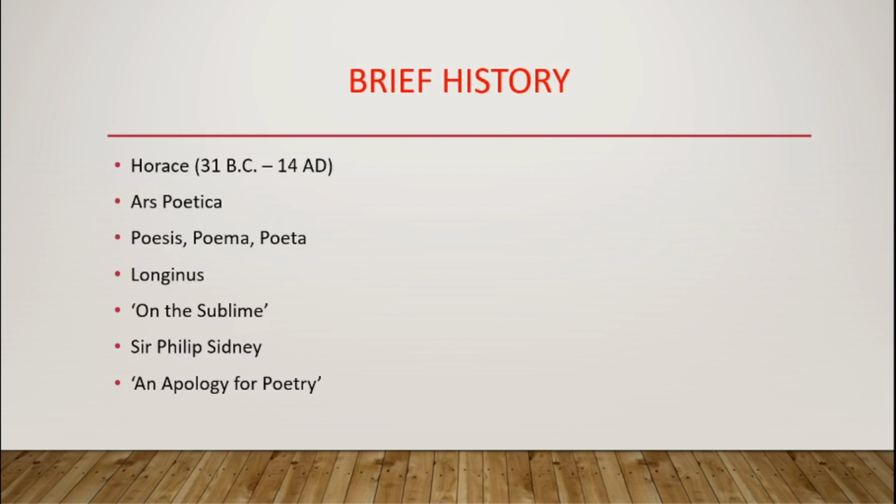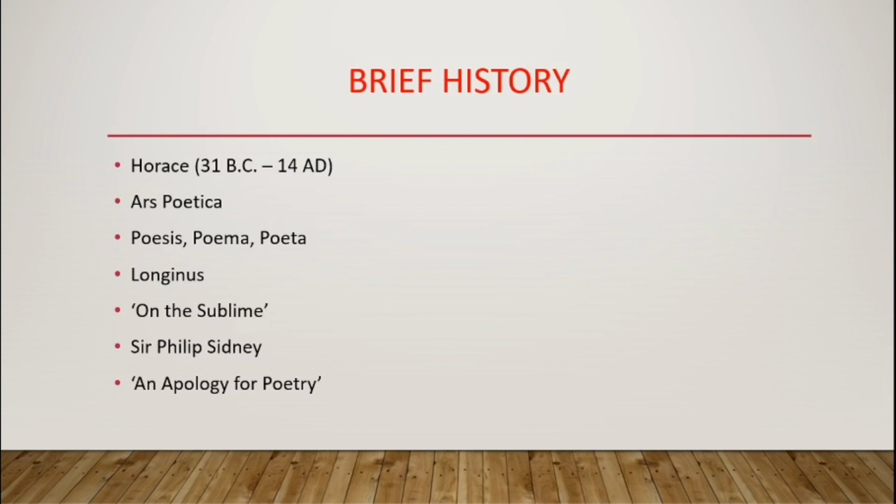It means that the action or the emotions or the excellences in that literary work of art should be higher, should be improved, or should purify the minds or hearts of the people when they read it, when they watch the play. Then we should move to another critic, that is, our English critics.